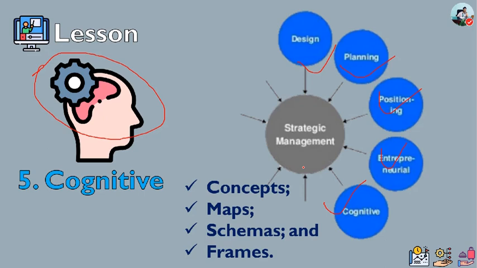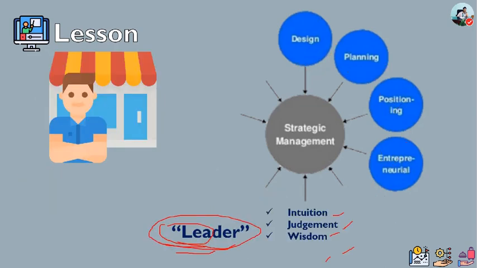So again, according to Mintzberg and his colleagues, they include concepts, maps, schemas, and frames. This school is still emerging in terms of philosophy and contributions to the field. So again, these are the first five schools of thoughts. So just a recap.